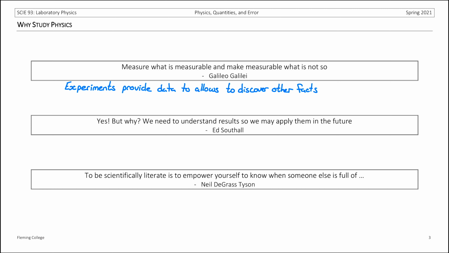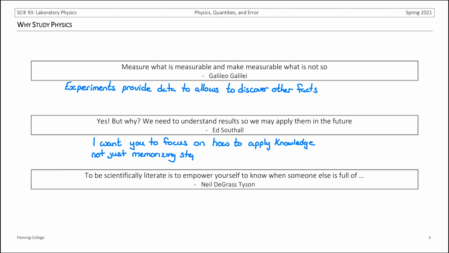And the process of studying physics, I think of as examining, yes, but why? We understand results so that we can apply them to future problems. And in this course, I want you to focus on how to apply the knowledge you gain, not just memorizing the steps that I perform to solve one specific problem. There are many different types of problems that we will look at in physics, and if you just try to use that memorize steps version of approaching a course, you'll get stuck on anything that doesn't match exactly that problem.